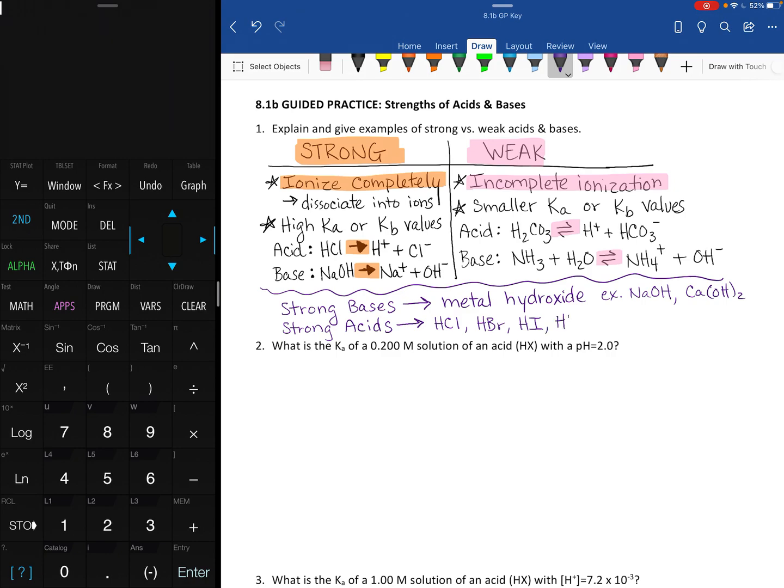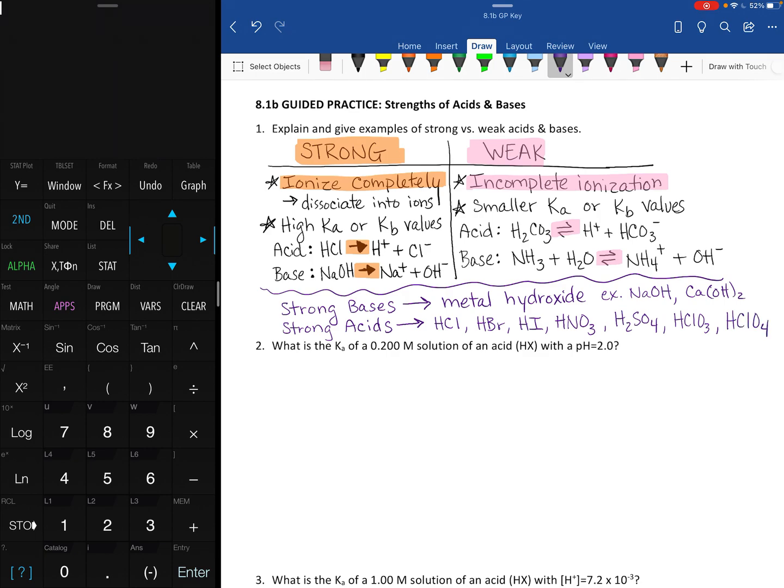Nitric acid, so HNO3. HNO2 is actually a weak acid. Sulfuric acid, so H2SO4. Those are really the main ones we usually use. There's a couple more here I'm going to add just so you have them on your list. So HClO3 and HClO4.